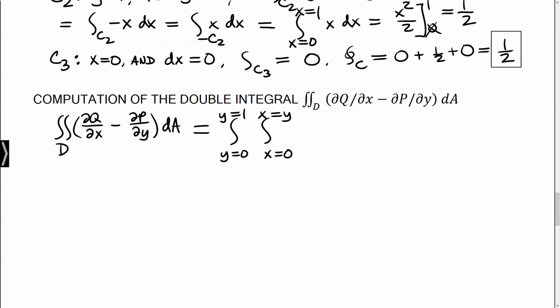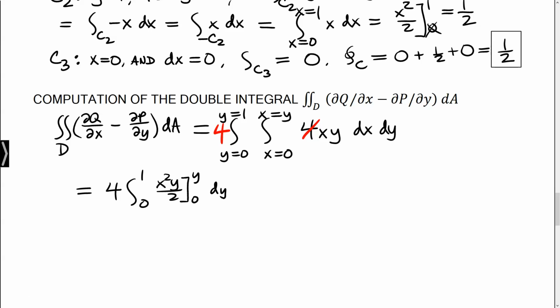So we're going to be integrating 4xy. So let's go down and do that. And this is dx dy. Okay, the 4 can come out. No big deal there. Now we're integrating xy with respect to x. That's going to be x squared y over 2, from 0 to y. So we're substituting in for x. So that's going to be y cubed over 2 dy.